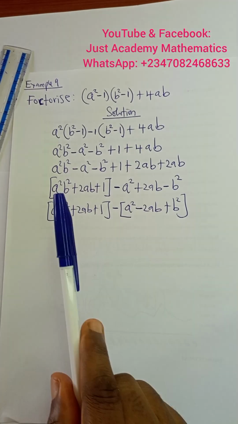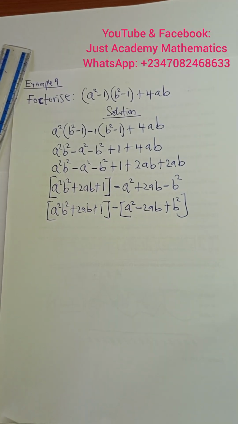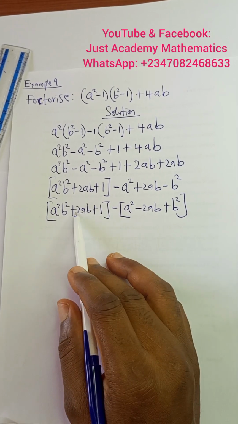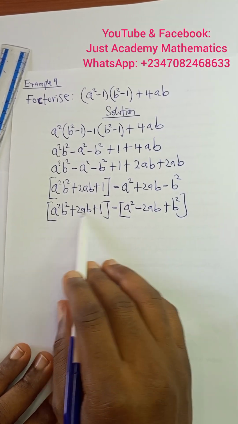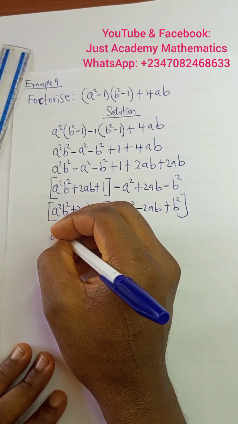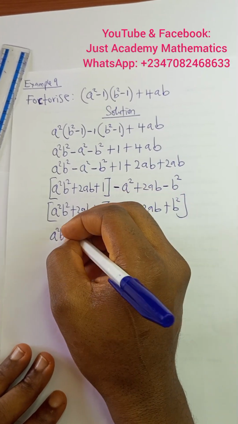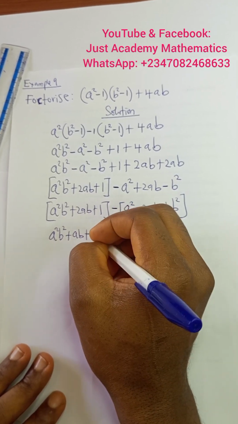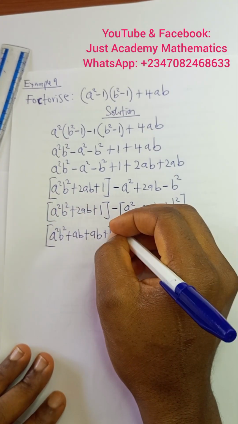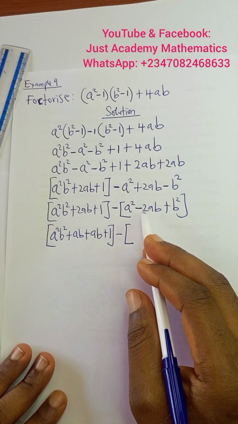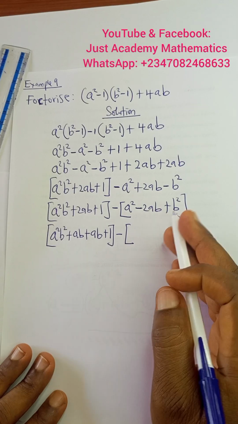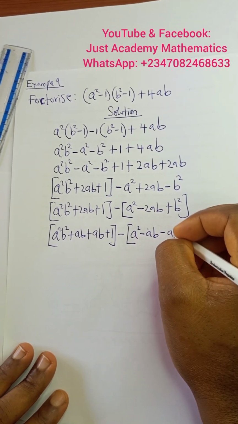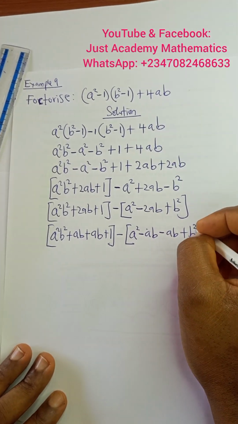So we can factorize both of these. They are factorizable. For this, the 2 numbers you will add to give you 2 and multiply to give you 1 are 1 and 1. 1 plus 1 is 2, 1 times 1 is 1. So this one can be split as a square b square plus ab plus ab plus 1. Minus this one: add to give you 2 and multiply to give you plus 1, that is minus 1 and minus 1. A square minus ab minus ab plus b square.